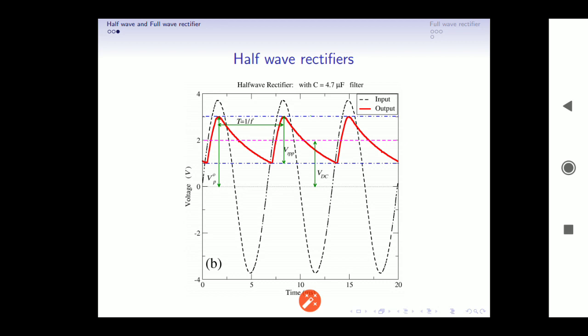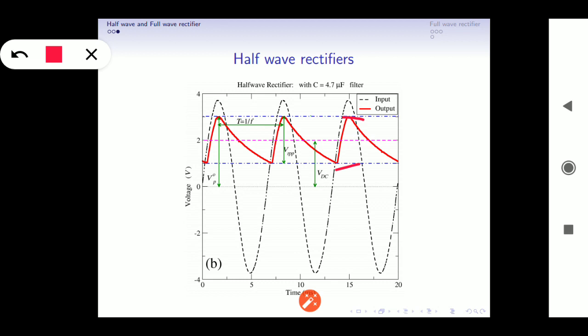This is the output of a half-wave rectifier with a capacitor filter of 4.7 microfarad. Again, the dashed line is the input signal and the continuous red line is the output signal. This picture also shows how the different parameters are defined in the output signal. Basically, you must concentrate mainly on this continuous red signal. If you measure the time between two successive peaks, that gives the periodicity of the ripple signal, and the reciprocal of that gives the frequency of the ripple signal. That's an important thing that you should measure, and you are also going to measure the voltage between this and this, from positive peak to negative peak.